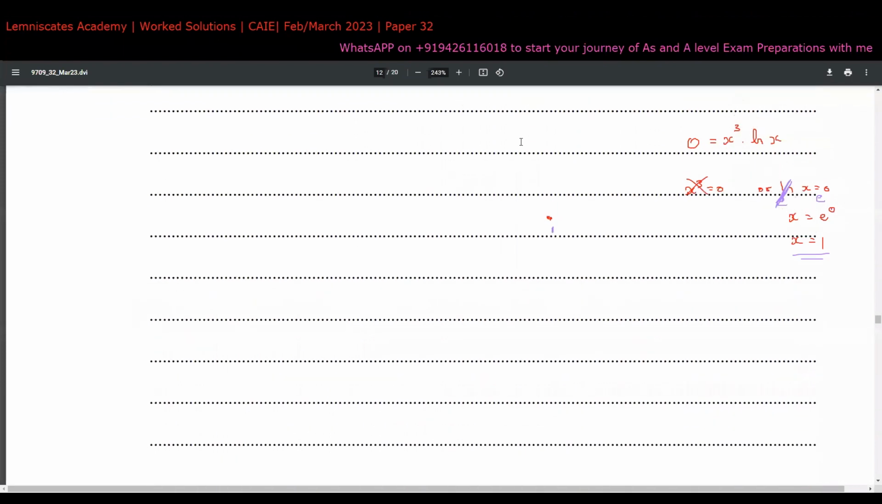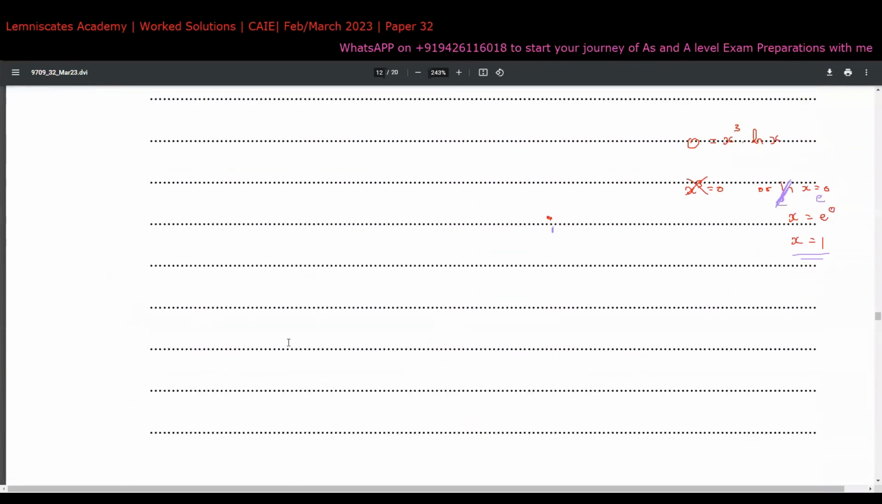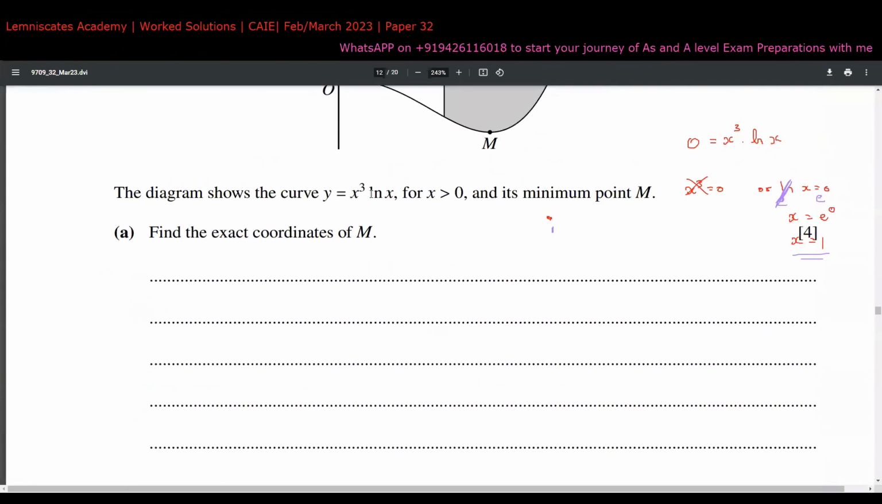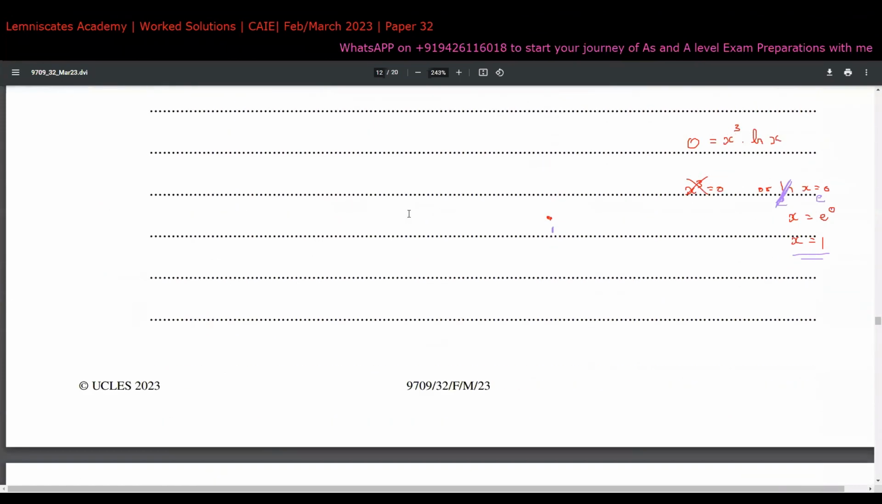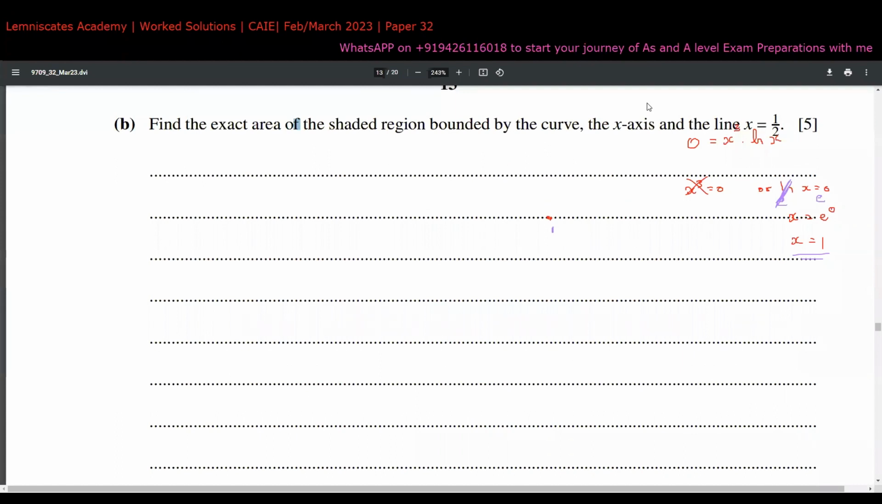So if you just scroll down, and yeah, we have to find the exact area. We cannot give answers in decimals. So the equation is y is equal to x cube into ln x. All right. So the formula of the shaded region, therefore, shaded area, is what? It's integration of x cube dot ln x dx.